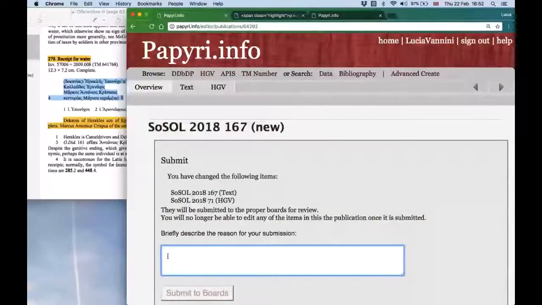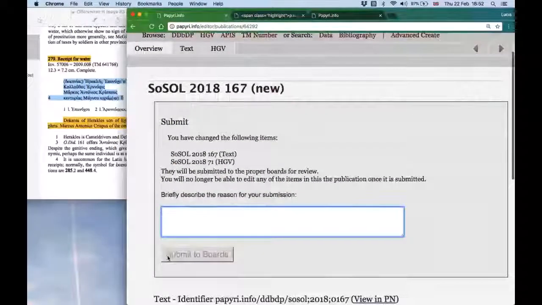And then we need to add a short description of the reason for submission. For example, that we entered the text from the edition. And so then the submit button is activated and we can send our transcription.